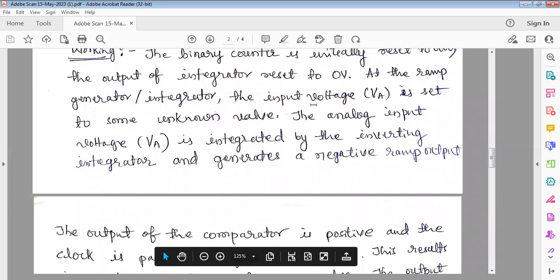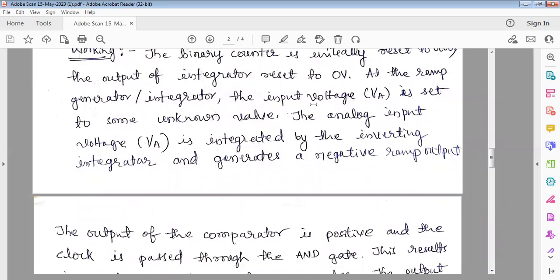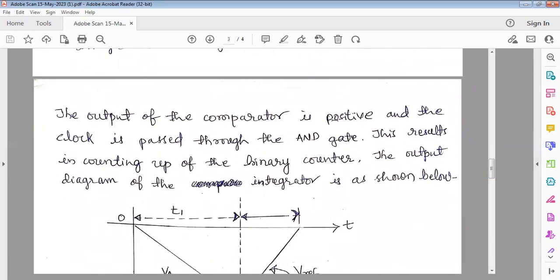So what happens? When the input voltage is given to the inverting terminal of the integrator, during the first half cycle, it is a negative cycle. The analog input is integrated by the inverting integrator and generates a negative ramp. So the negative ramp is generated because of the first half cycle. Next, the output of the comparator is positive at the end of the first half cycle, and the clock is passed through the AND gate, and this results in counting up of the binary counter.